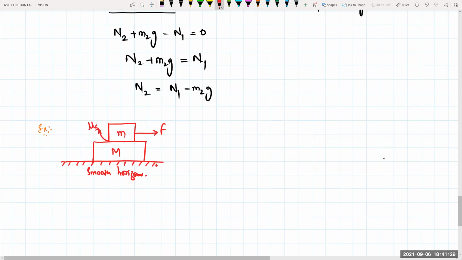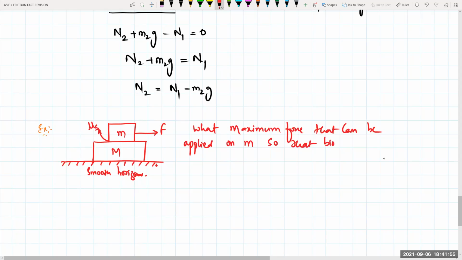What is the value of capital F applied on the small m so that the blocks remain at rest relative to each other? So the condition is: what is the maximum force that can be applied on small m so that the blocks remain at rest relative to each other? This is the question. Okay? Yes, sir.